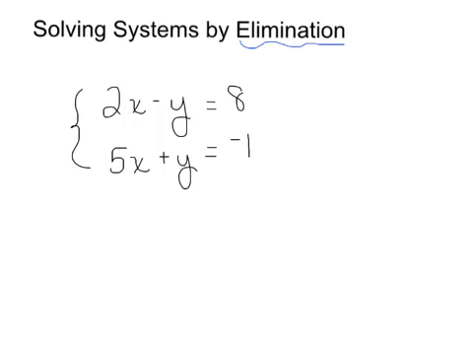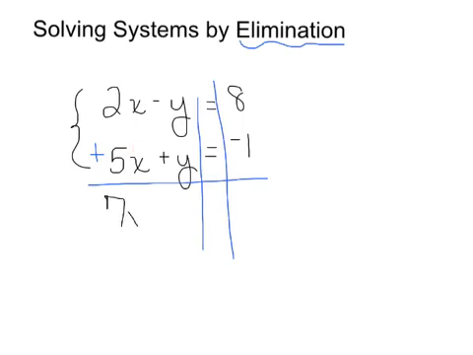Basically, what we're going to choose to do is add the two sides together, working down. In this case, I look and say, 2x plus 5x is going to give me 7x. Negative y plus y ends up canceling out, and this is why the elimination works, because one of the variables should cancel out completely. Then this will equal 8 minus 1, which is 7. So I have the statement 7x is equal to 7. I divide by 7, and I get x equals 1.